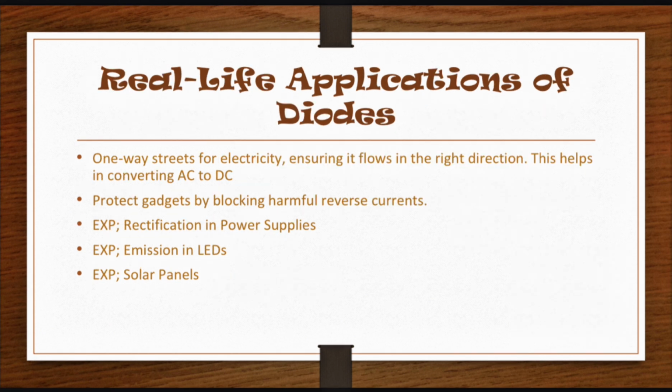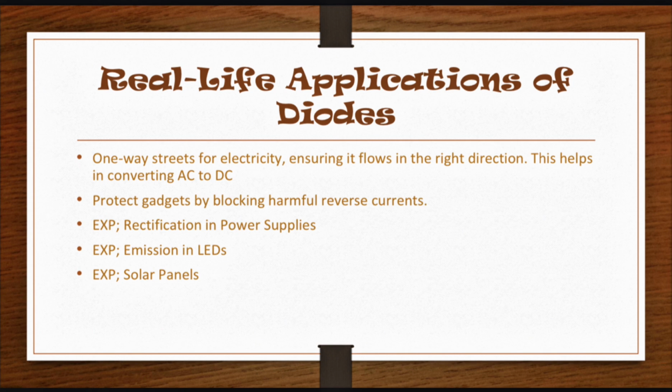Now, let's take a look at some real-life applications of diodes. First, they act like one-way streets for electricity. This means they allow electric current to pass through them in only one direction, preventing it from flowing backwards. This is extremely useful in converting AC, alternating current, which constantly changes direction, into DC, direct current, which flows in only one direction. Secondly, they protect gadgets by blocking harmful reverse current.